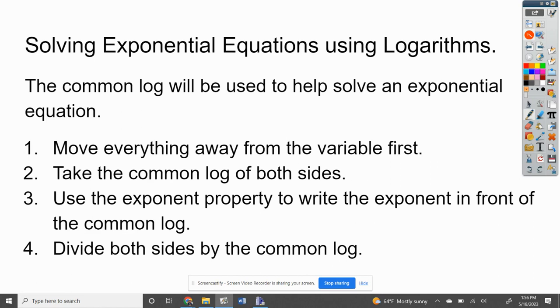The first thing to do is, it's going to be hard to understand what this means without seeing an example. So I'm going to rush through this, go to the example, and then it might make more sense. One is you're going to move everything away from the variable first. So if the variable is on the right side, you're going to move as much stuff to the left as you can, or vice versa. Second thing is you're going to take the common log of both sides, and we're doing that to help get the exponent out.